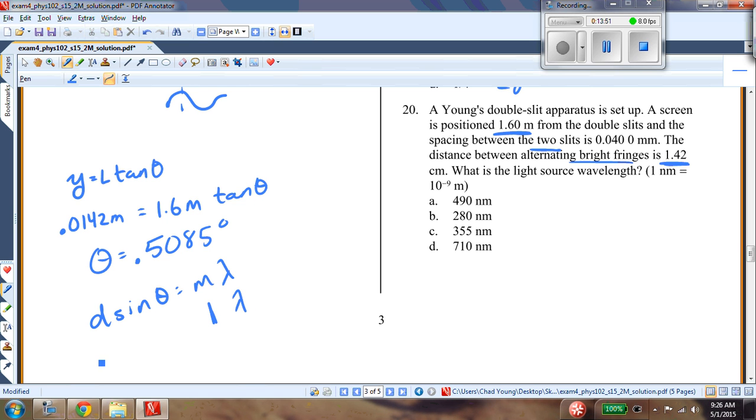I'm solving for lambda. D was given, that was 0.04 times 10 to the minus 3, times sine of that 0.5085. So I'll say 0.04 times 10 to the minus 3 times sine of 0.5085. I get 3.55 times 10 to the minus 7 for lambda. All right, so 355. So number 20 is C. This is a little bit different from what we've done before, but it's really just sort of working backwards.